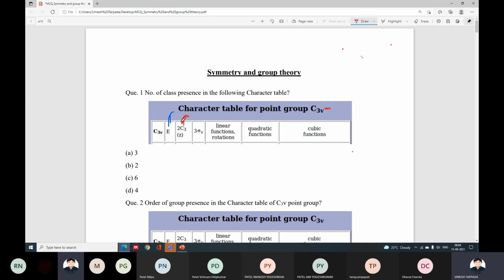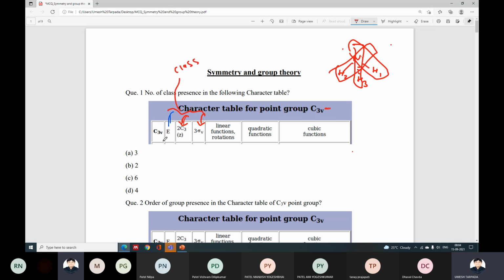Look at here, both the C3 belong to the same class, and all these sigma planes will give you the same result. One atom remains unshifted, two atoms can change if you are applying any plane. So all these three planes will have the same type of result. Two atoms remain unchanged and the other two can change. So all these three planes belong to the same class. So there are three classes.